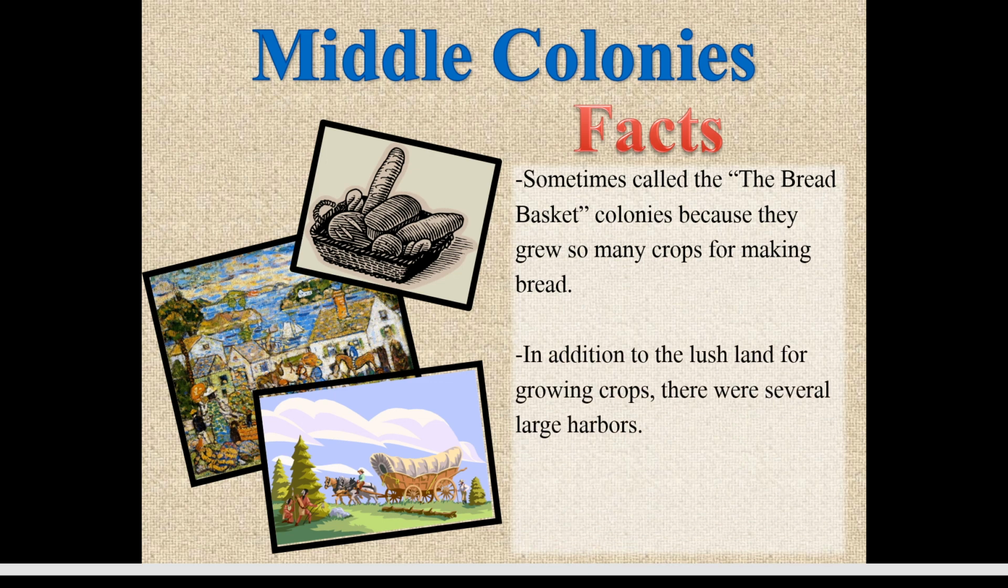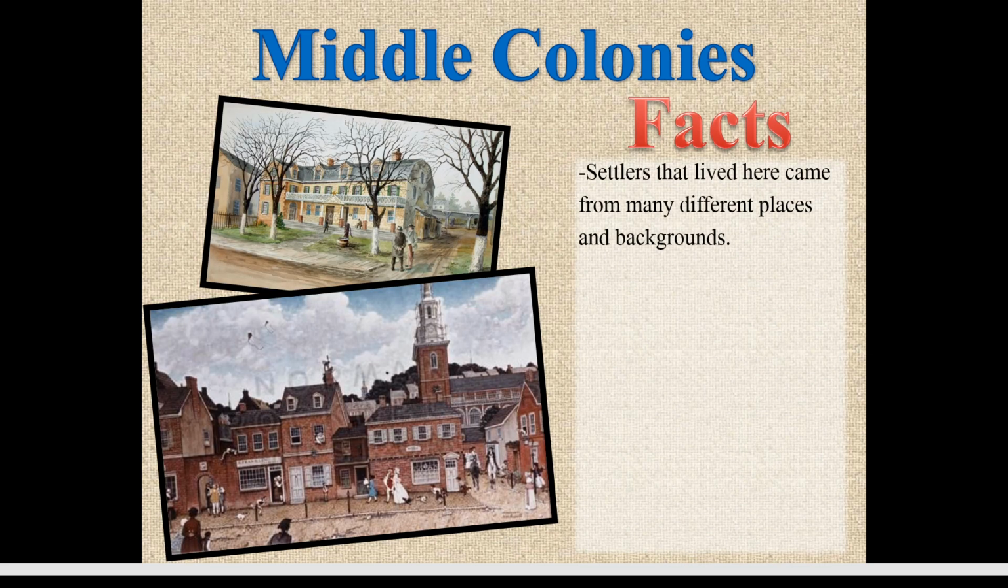In addition to the lush land for growing crops, there were several large harbors. This is where Germans built the Conestoga wagon. Okay, so as you can see, there's a picture right there of a wagon, right? That is the Conestoga wagon.